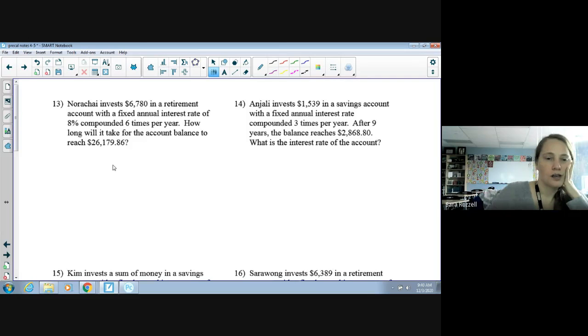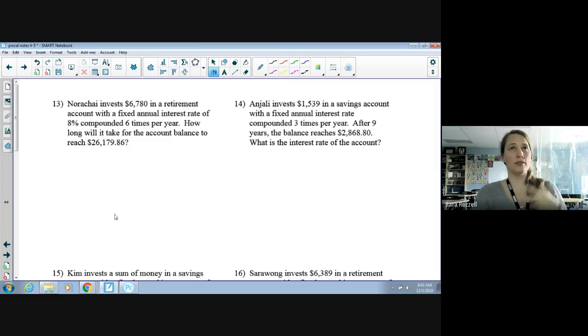Yeah. So our first problem, we have Narachi. She invests this much with a fixed annual interest rate compounded 6 times a year. How long will it take for the account balance to reach this number? So we're going to fill in everything that we know in our formula. And it says 6 times a year, so we have to use our formula with the n in it. So remember that we had A of t equals P times 1 plus r over n to the nt. That's the formula we're going to use, and we're going to have to solve for t.